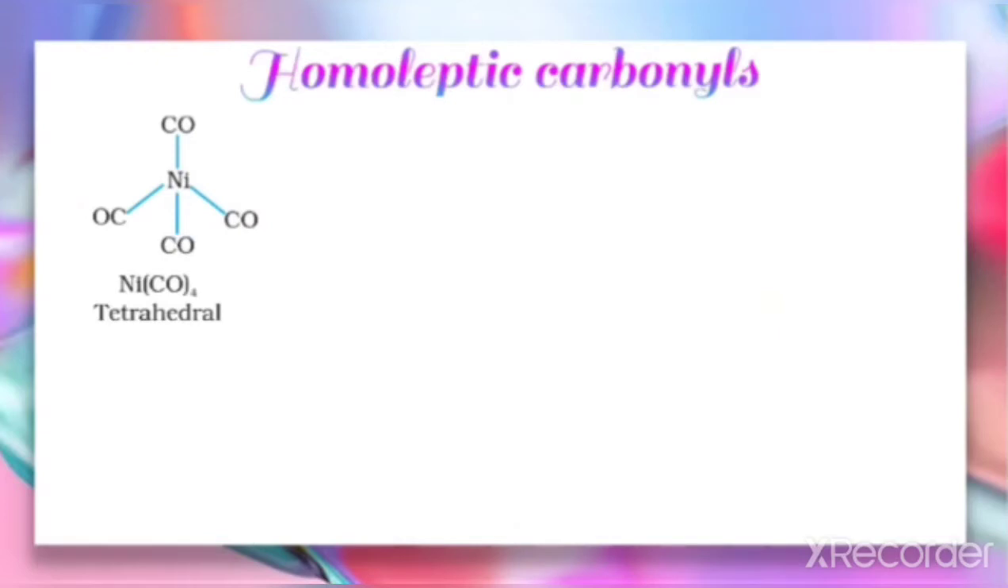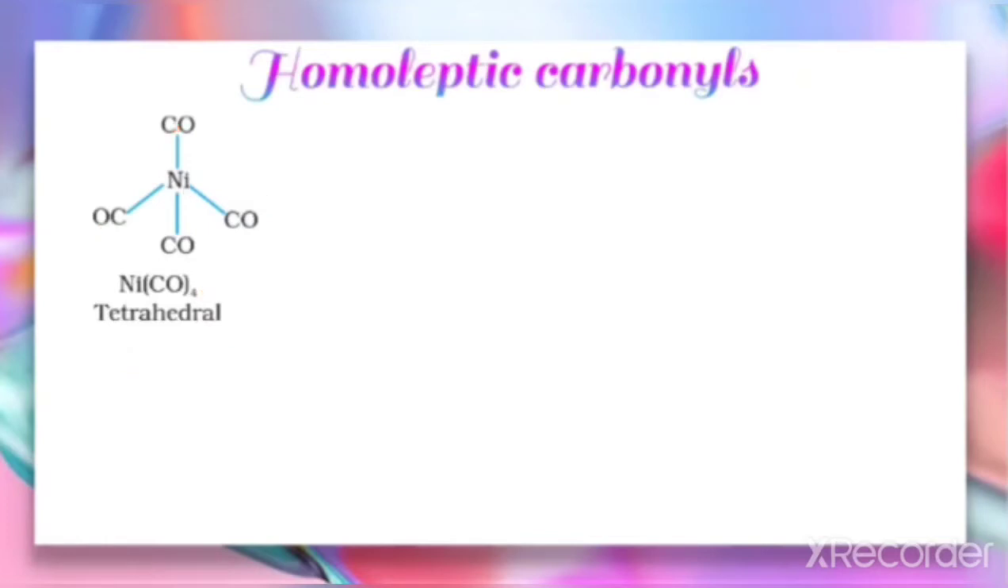So what is the name for this? It is tetracarbonyl nickel(0). In the Roman numeral in brackets you have to write 0, and it has a tetrahedral geometry, as shown here in this figure.